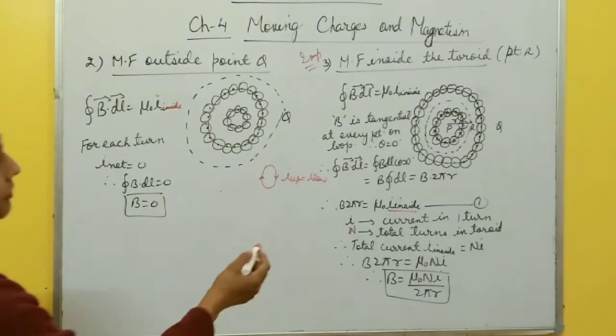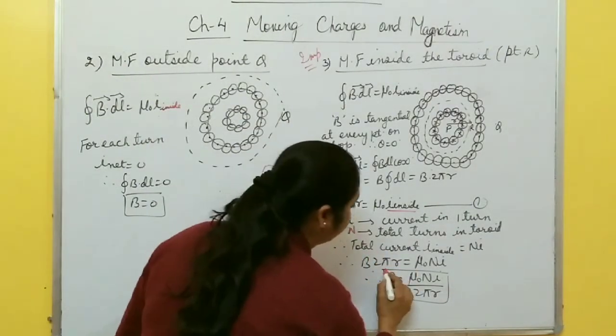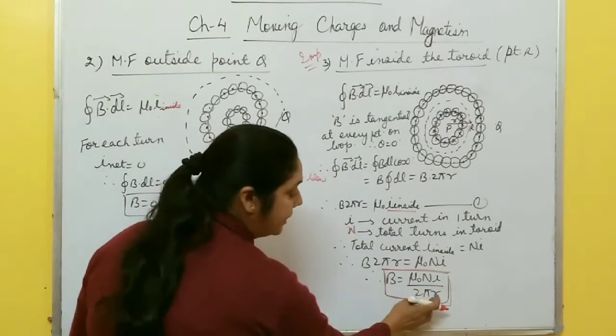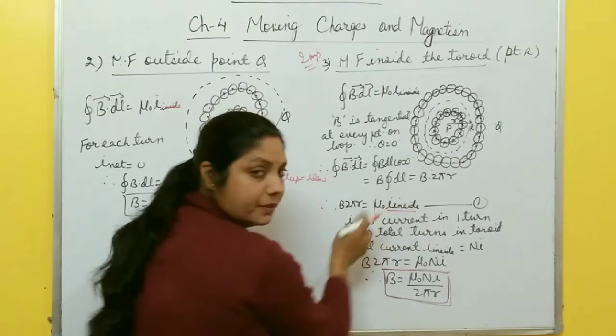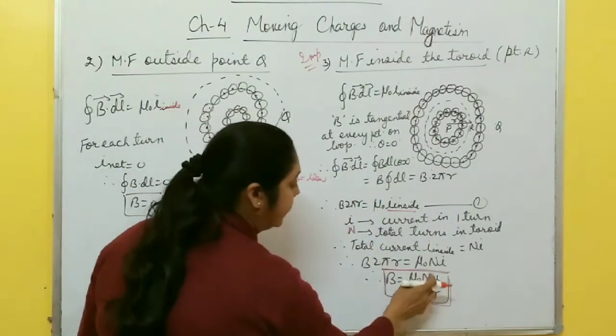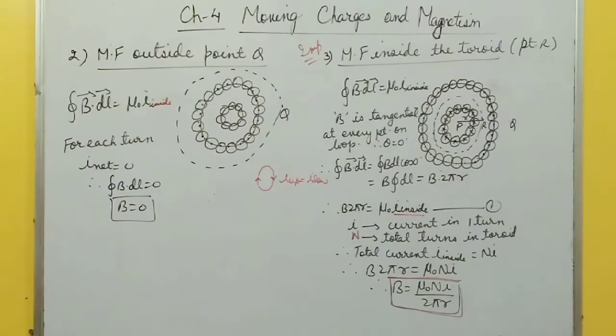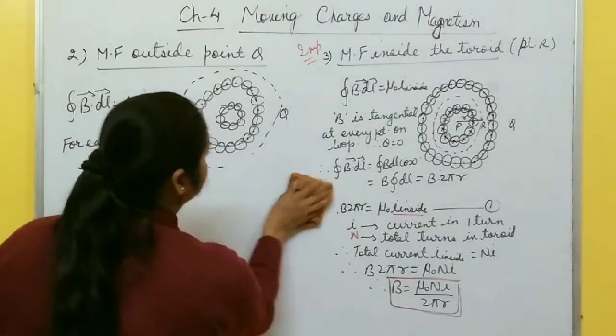In this way, the magnetic field inside the toroid is mu naught N i by 2 pi r. Here r is the distance at which the magnetic field is to be determined inside the toroid, and N is the total number of turns. Please take a screenshot of this one fast. Okay, may I rub this one?